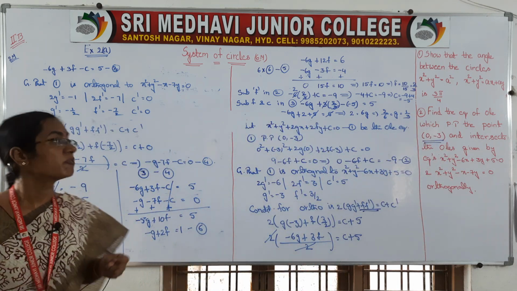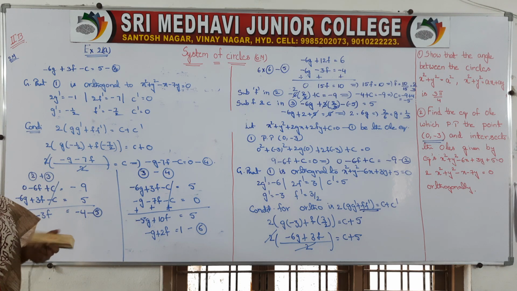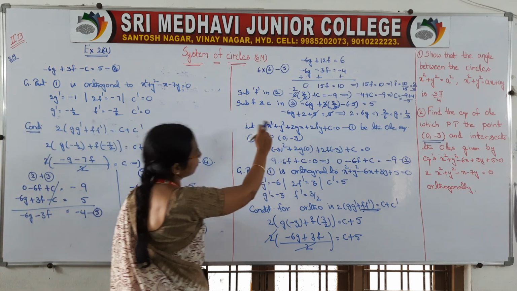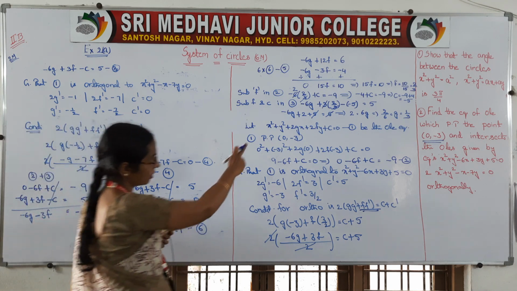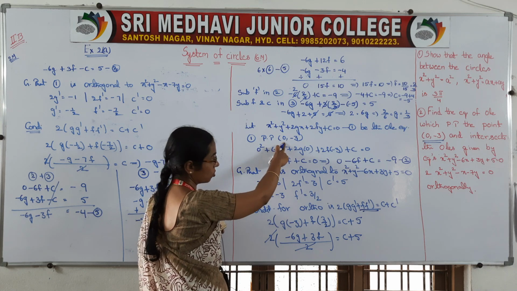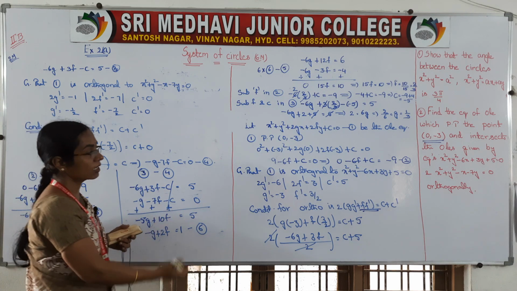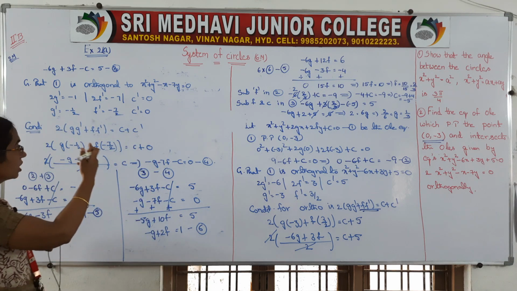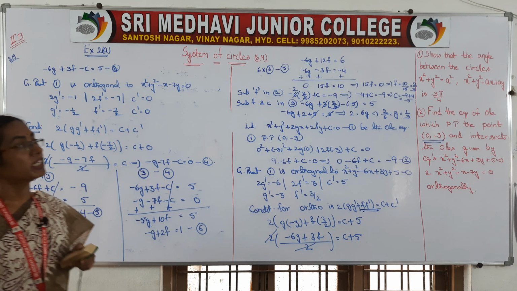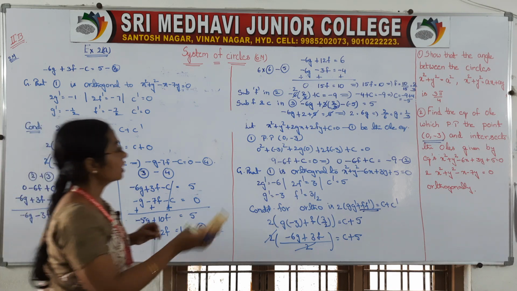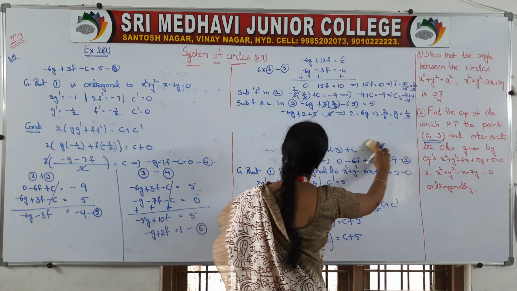Once we got all these g, f, c values, we have to substitute in our final general equation. That will be our required circle equation. So once again, first we have taken one circle equation. It passes through 0, minus 3. We got the second equation. It is orthogonal to one circle. We got the third equation. It is orthogonal to another circle. We got the fourth equation. Solve these equations and try to get your g, f, c values. Once we got the g, f, c values, then we will write the required circle equation.